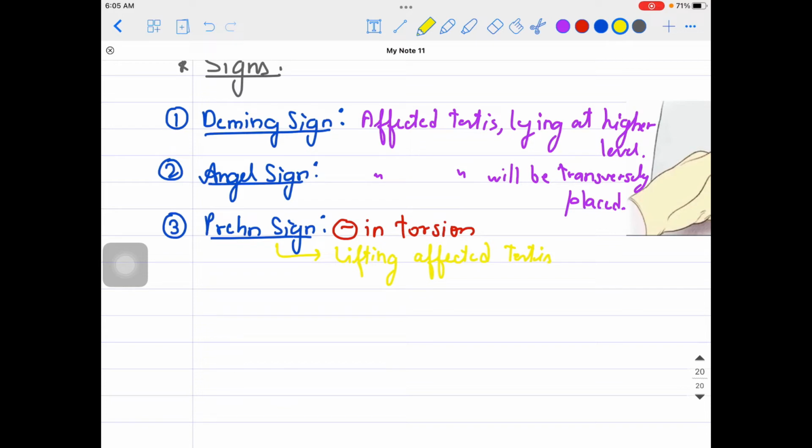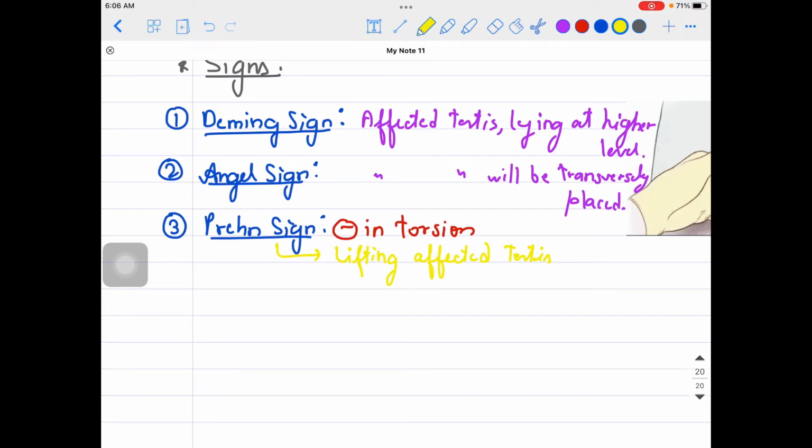What is the praying sign again? You will be lifting up the affected testis. If the patient's pain is increasing, then this is the negative praying sign, which is the testicular torsion case. If the patient's pain is decreasing, then this is the positive praying sign. It will be seen in epididymo-orchitis, right? If you have any confusion, please write in the comment box below, or you can just listen to this part again.